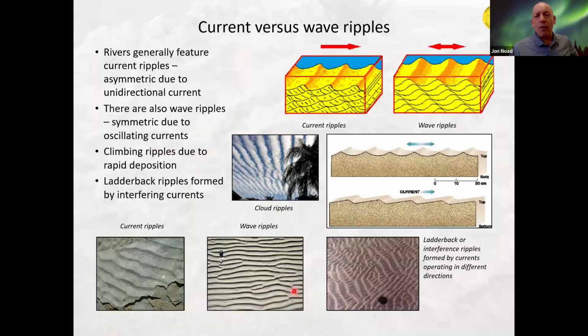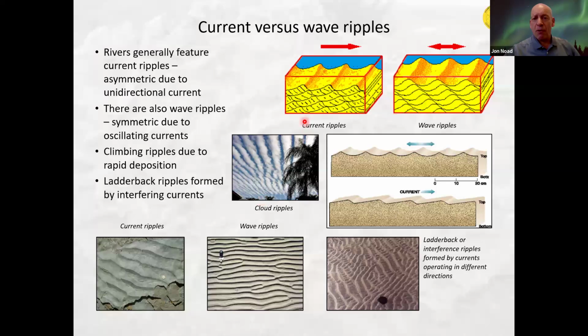So another very, very popular structure that you're going to see everywhere is ripples. And there are two kinds of ripples. There are other kinds as well, but the two main kinds are current ripples, created by flow in one direction, and wave ripples, which are created by oscillating flow, which you're going to see obviously at the coast.